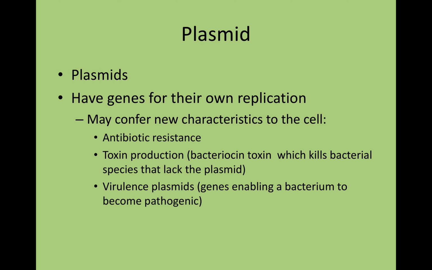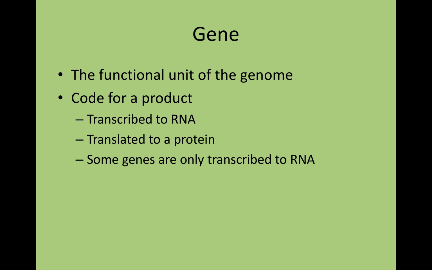Plasmids, like we said before, contain genes that are non-essential for normal cell function. They may give the cell new characteristics such as antibiotic resistance, toxin production, or virulence factors, as a few examples. The gene is the functional unit of the genome that codes for a product. Some genes are only transcribed into RNA, and RNA is the product. The majority of genes are actually translated into a protein.